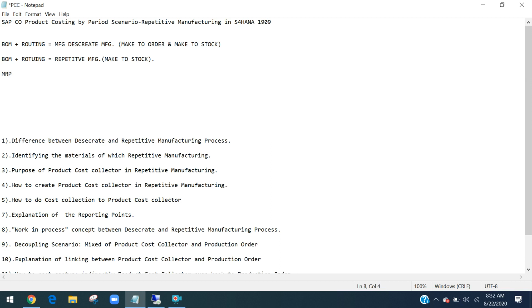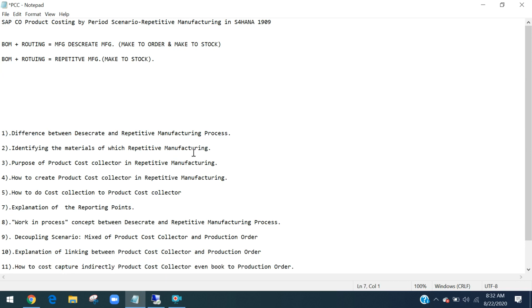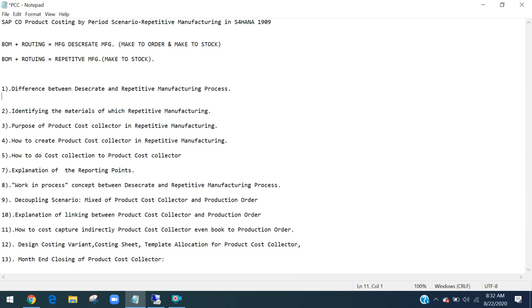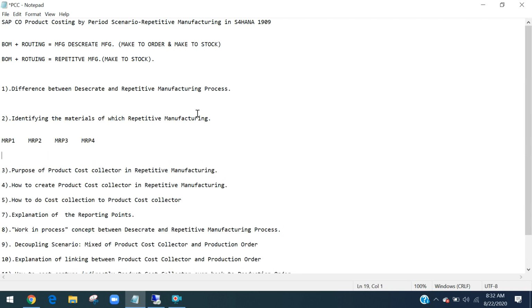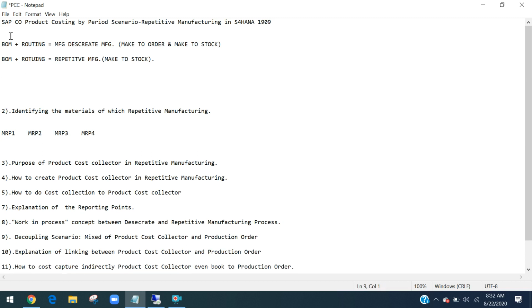Here, majorly MRP1, MRP2, MRP3 and MRP4. This is very important in the material master. How are we identifying the materials, the difference between discrete manufacturing and repetitive manufacturing? How are the materials identified as discrete or repetitive manufacturing process? This is the first point.